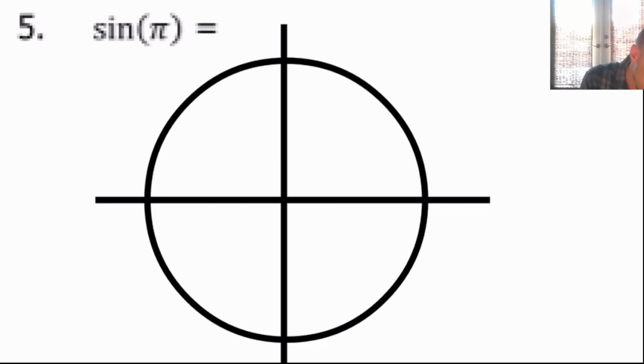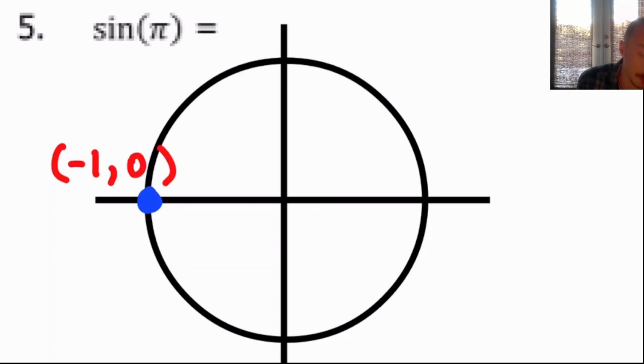Okay, as far as sine pi goes, we identify pi on the unit circle. We need to know that's just right there. We're not going to be able to draw a reference triangle, so we'll just default to the coordinates. X is negative 1 and y is 0 over here. Okay, sine is the y coordinate, so I'm going to say sine of pi is equal to 0.